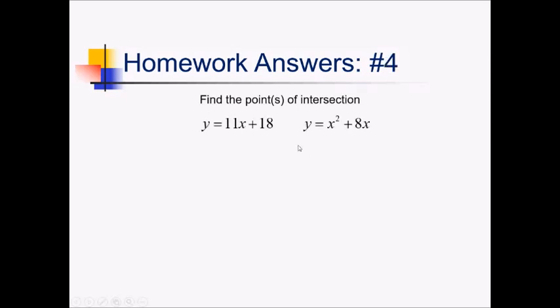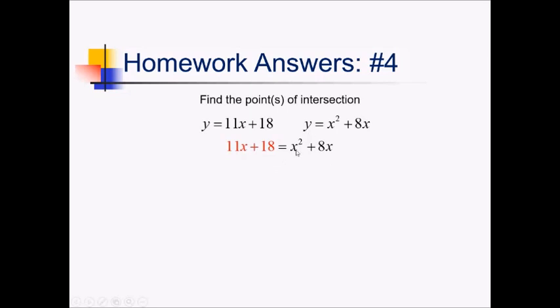To solve this system, I'm going to start by taking this 11x plus 18 that y equals and substituting it for the y over in this second equation, like so. And now I only have x's, and I can solve this equation for x. It's a quadratic, and it looks like we have linear terms, so I'm going to move everything over to one side, and then either factor or use the quadratic formula.